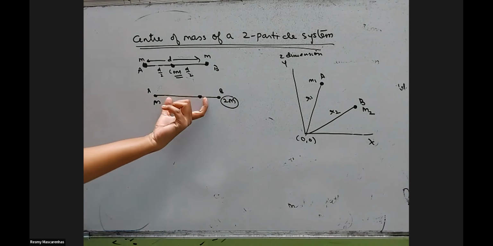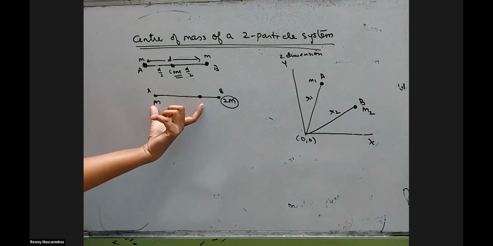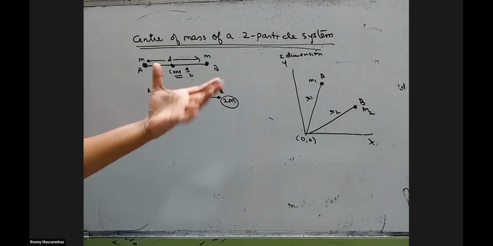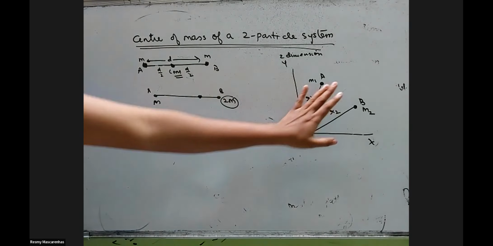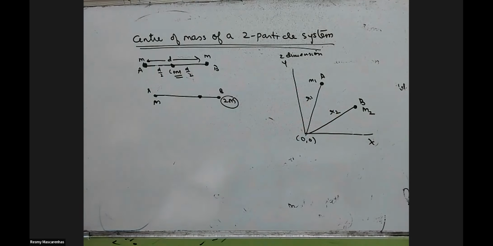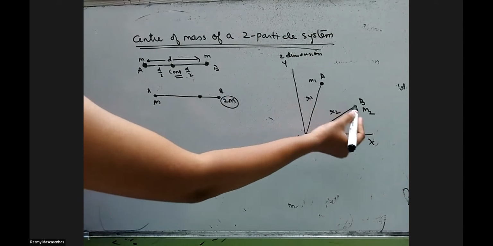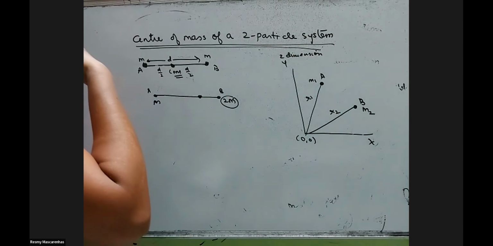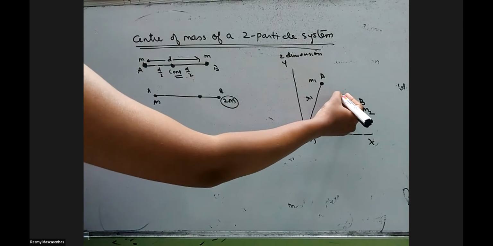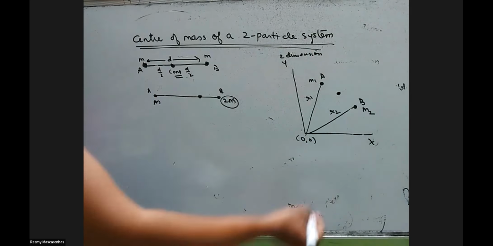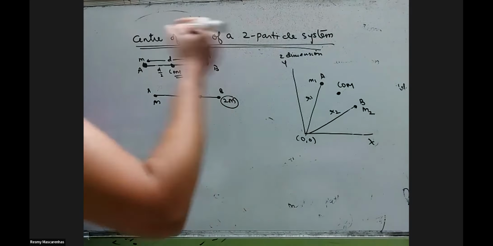So how to calculate this? Now we need a formula, because it could be 3m, it could be 5m, anything. So we are trying to derive a formula. Simple formula, it is not exactly a derivation. I want to find the center of mass between these 2 points. So maybe it could be somewhere here, the center of mass.